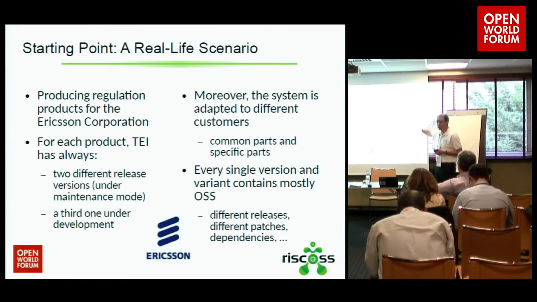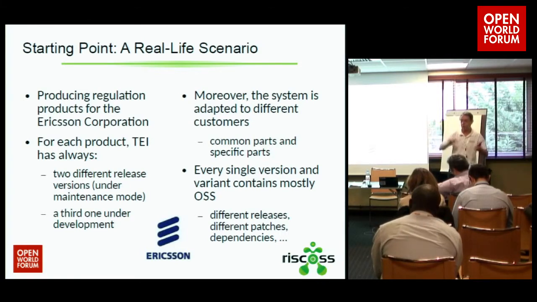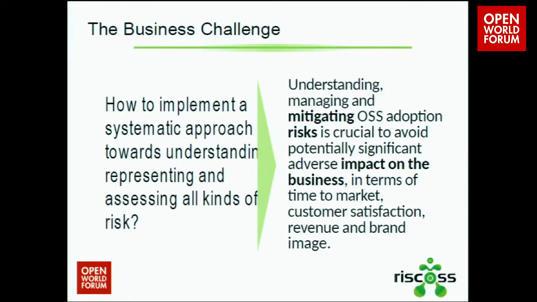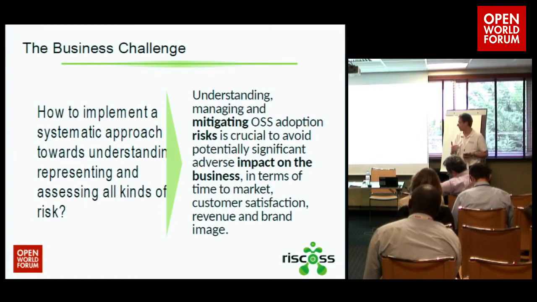Moreover, the system is also adapted to different customers. So you have the core system plus the different options. And in the version, there are more and more open source components being integrated. The business challenge for them is really how they can implement a systematic approach to integrate those open source components into their product and the product line. That is for the future, because they're all moving towards open source for reduction of cost and to be really up to date in terms of technology.